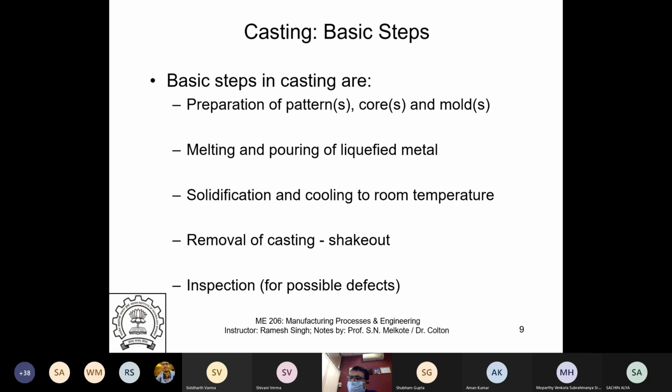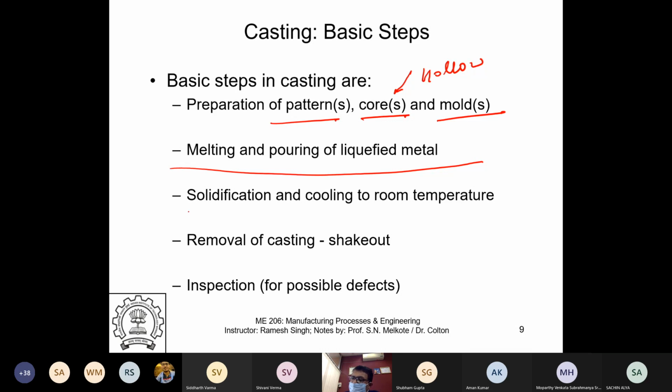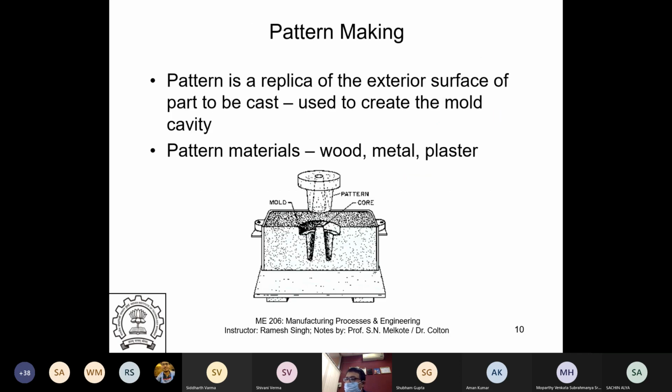So the basic steps in casting are, first, you need a pattern, and you need a core if it is hollow, only if it is hollow. And then you need molds. You need to melt and pour the liquefied metal. Then it solidifies and cools at room temperature. Then you remove the casting, you shake it out. And then you inspect for possible defects.